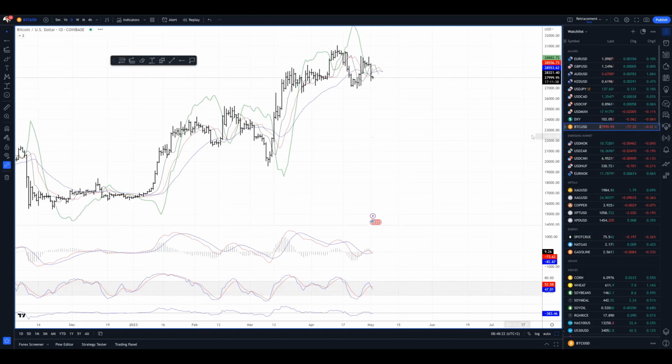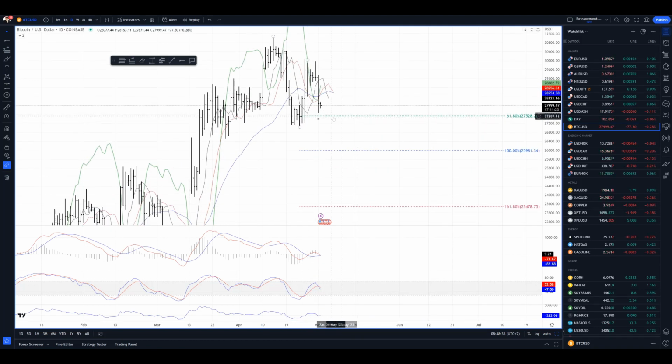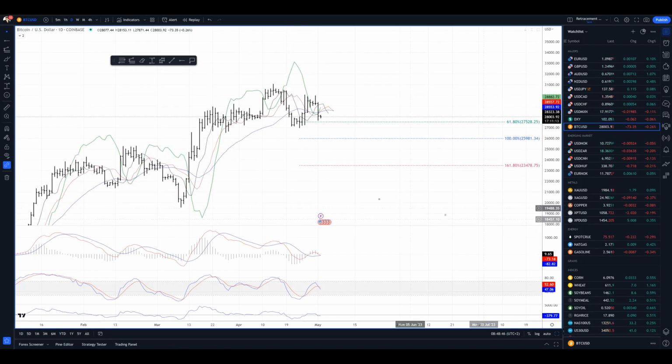And speaking of the Bitcoin versus US dollar, it seems like we're entering into this ABC kind of situation, that we are building the C leg here. We have this 61.8 that we didn't test, at 27,528, but then we have the 100% expansion at 25,980, and then 161.8 at 23,478.